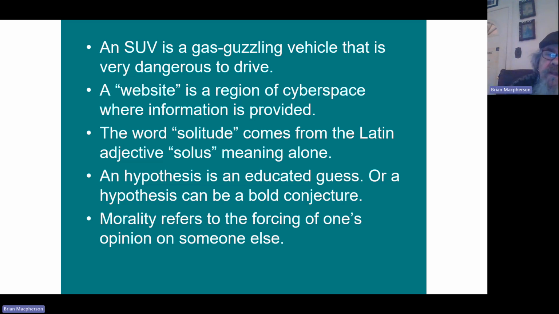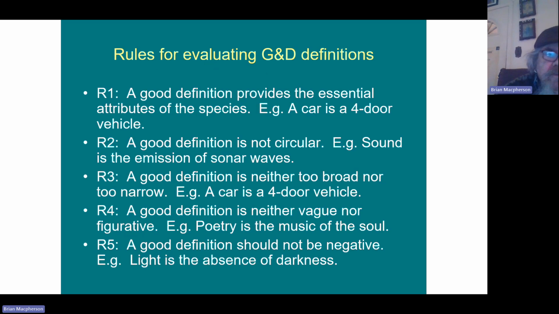Okay. So hopefully this is very clear to everybody. The last topic I want to talk about regarding definitions for today is how to assess definitions, and in particular, how to assess genus and difference definitions. So let's look at the next slide.